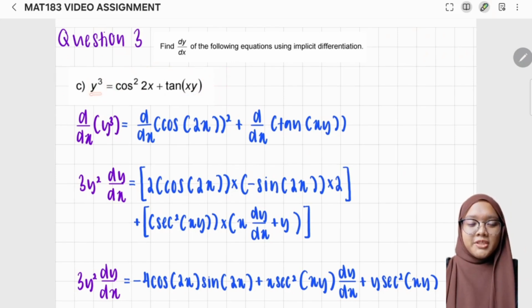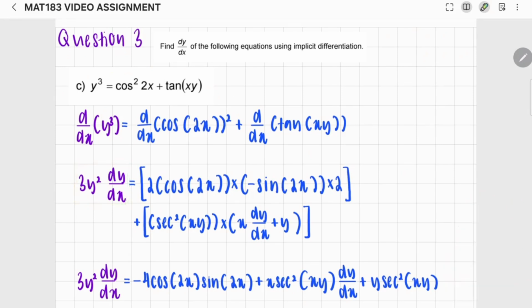Starting from the left side, we use the chain rule to solve the derivative of y to the power of 3. This gives us 3 multiplied by y to the power of 2 multiplied by dy/dx. For the right side, we have two terms.